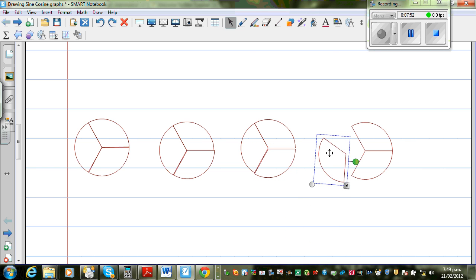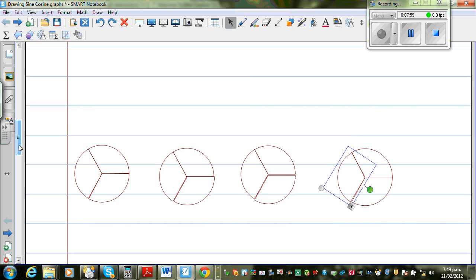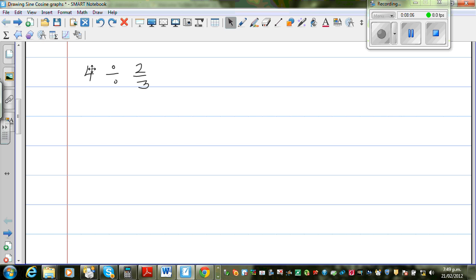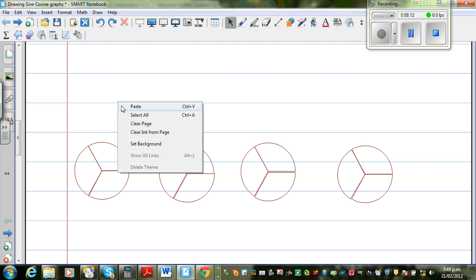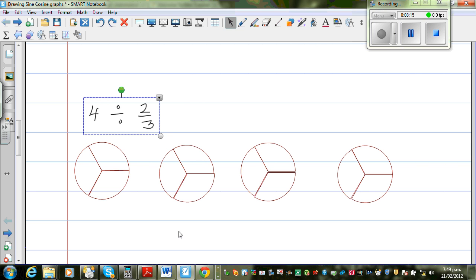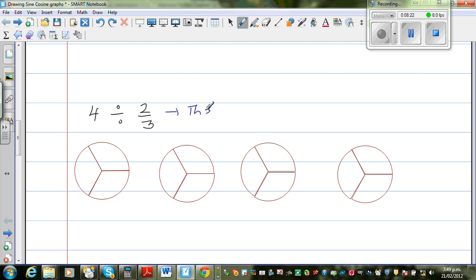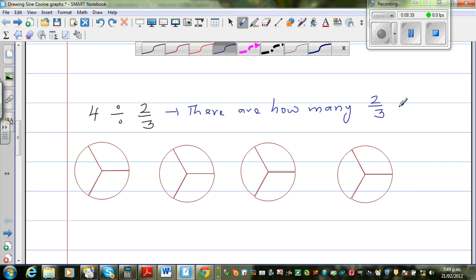Okay, so now let us ask the question. What was the question? 4 divided by 2/3. So this is 4 divided by 2/3. Let me copy this, cut it from there and paste it here. So that's a cool thing. So 4 divided by 2/3 is the question. If you want to write this as a sentence, there are how many 2/3 in 4? That is your question.